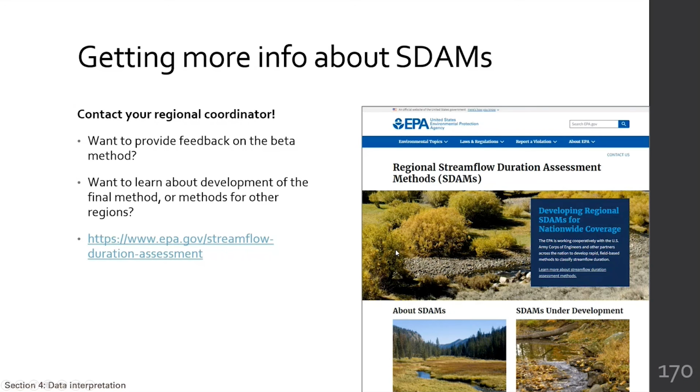And if you want additional information on ASTAMS, the primary resource is your regional coordinator. But for any other information, you can always go to the EPA's Streamflow Duration Assessment Hub and contact the team to learn about new methods as they get developed for other regions, as well as these beta methods get replaced with final versions.